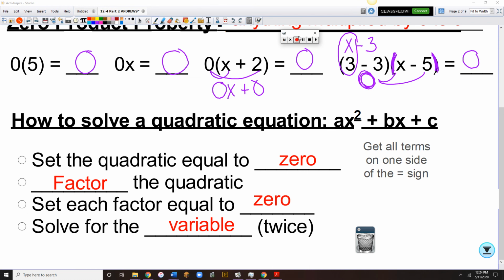So to solve a quadratic by factoring, you want to make sure the quadratic is set equal to 0. Then you're going to factor the quadratic. You're going to set each factor equal to 0 and solve for the variable twice. Now, disclaimer, not every quadratic is factorable. So we're going to have other strategies for solving quadratics besides factoring.